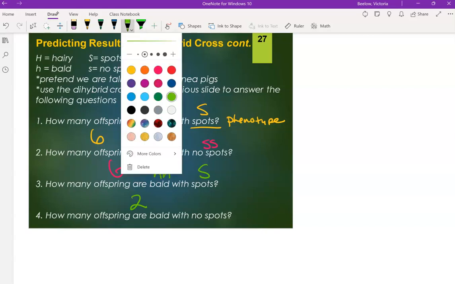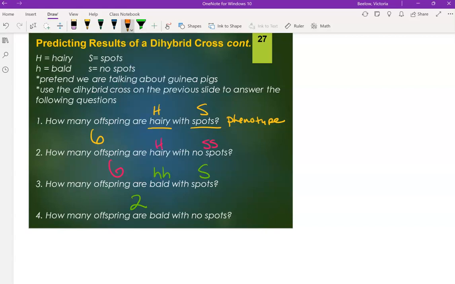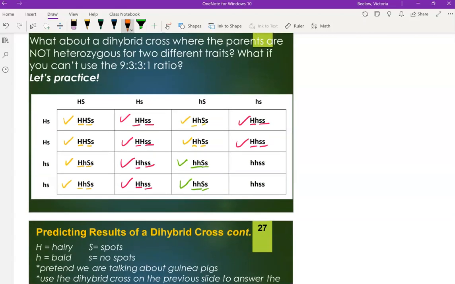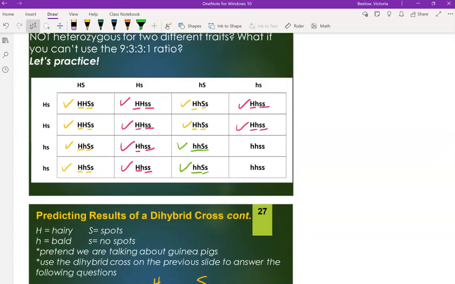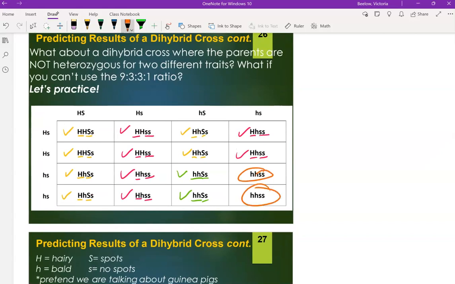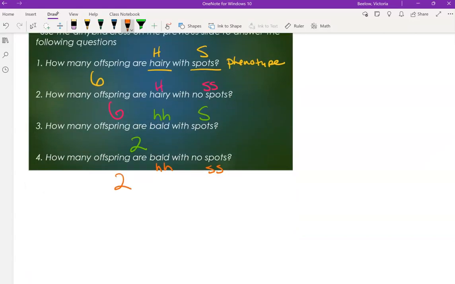How many offspring are bald with no spots? So that would be recessive then for both traits, because bald is recessive and having no spots is also recessive, and there's only 2 of them here.